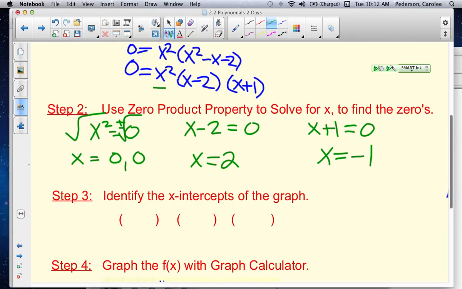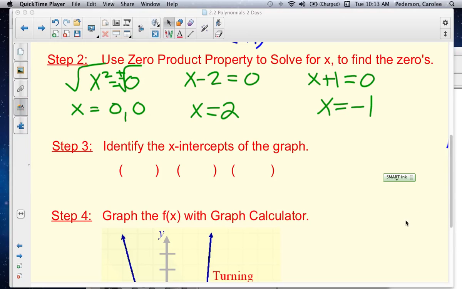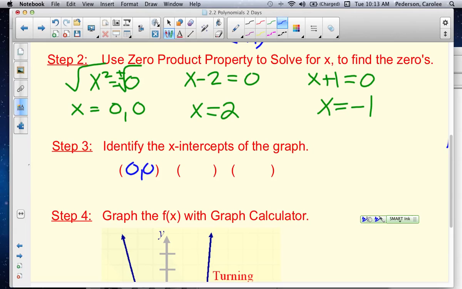All right. The next step, those are your zeros. There were 4 of them. One of them is a repeated 0, 0, 0. That's not going to show up as a double x-intercept. So then we want you to identify these as x-intercepts. We want you to write them as ordered pairs or coordinates. So what would be one of the ordered pairs? 0, 0. 2, 0. Negative 1, 0.